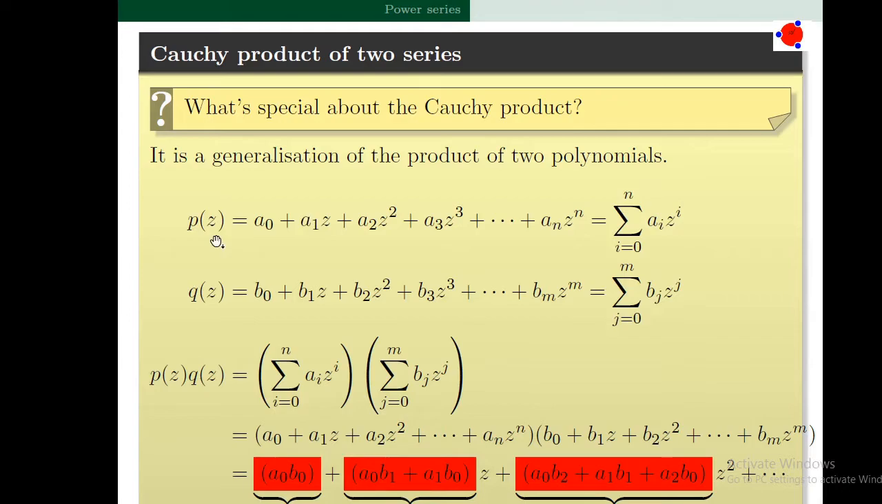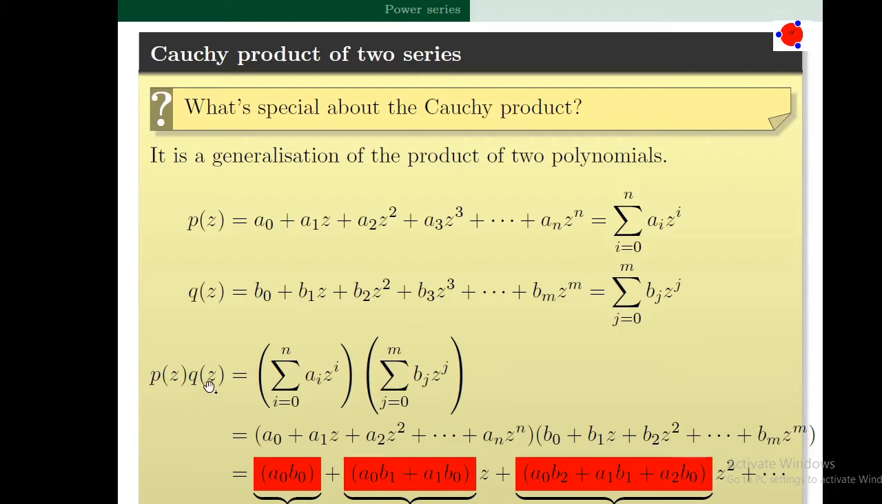Note that the Cauchy product of two series is a generalization of the product of two polynomials. Consider the polynomial p(z) equal to a0 plus a1 z plus a2 z squared plus etc. an z to the power n. That is, p(z) is a polynomial of degree n, and q(z) is equal to b0 plus b1 z plus b2 z squared plus etc. bm z to the power m. That is, q(z) is a polynomial of degree m.